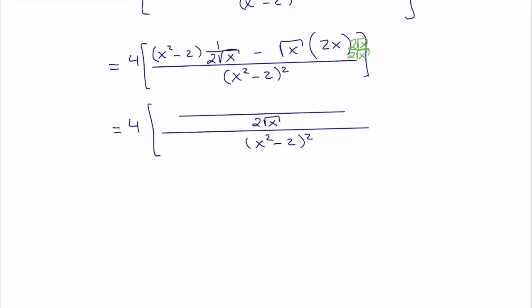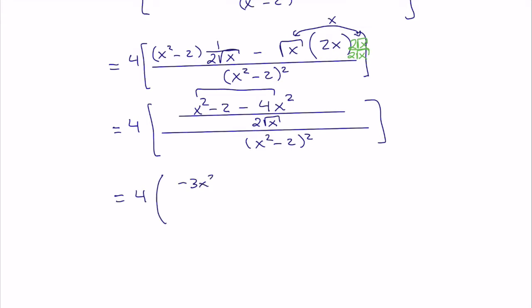For the first term we get x squared minus 2, and then minus. In the second term we multiply 2 times 2 is going to be 4. Root x times root x is x, times this x here is x squared. Okay, so this is 4 times, now we combine, negative 3x squared minus 2 over 2 root x all over x squared minus 2 squared.